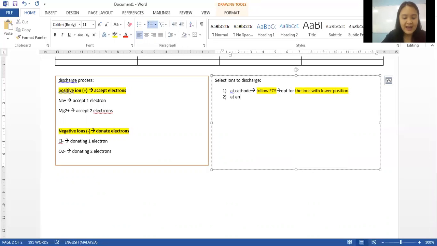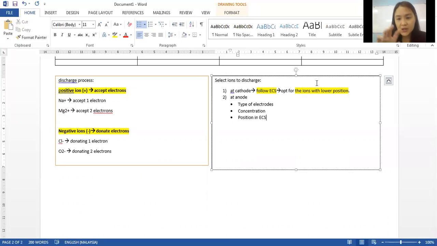Now, however, at anode, the story will be different. At anode, your choice can be affected by three factors: type of electrodes, second factor, concentration, and the last factor, position in ECS. Unlike cathode, where your choice is always based on their position in ECS and you go for the ions with lower position, for anode, your choice of which ion you will choose to discharge can be affected by three factors: type of electrodes, concentration, and their position in ECS.